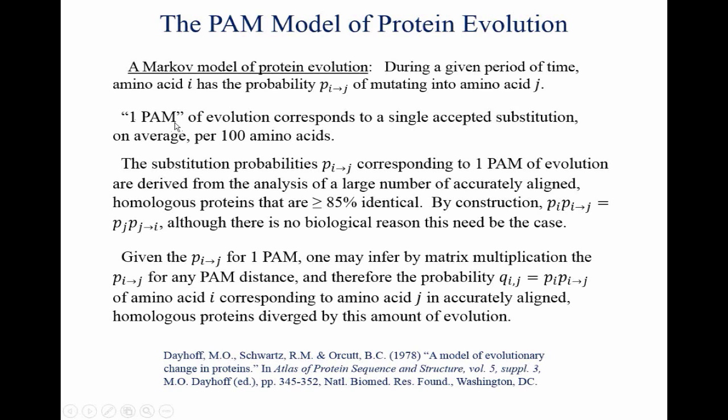Now, one PAM in her model corresponds to a single accepted substitution on average per 100 amino acids. So if you have a protein of length 100, on average, you're expecting a single one of them to mutate and be accepted by evolution, and that is what is called one PAM. Now, the problem is that no one tells us what these probabilities are that one amino acid is going to mutate into another. And so the only way we can tell this is by looking at some data, and the data that we look at are alignments. And so there is a certain circularity here in that we want to construct scoring systems for making alignments, but we are going to use alignments to construct the scoring systems.